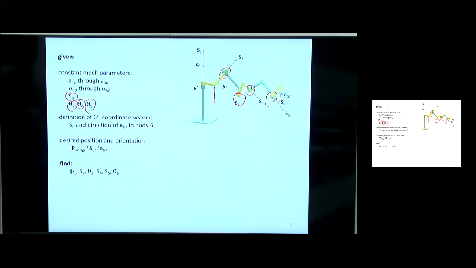So those are all the constant mechanism parameters, the things that, when we build the table, are the things that never change.